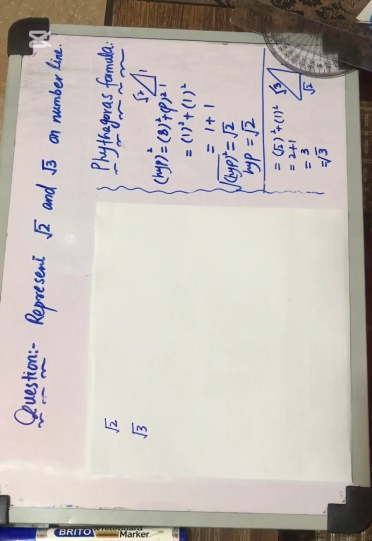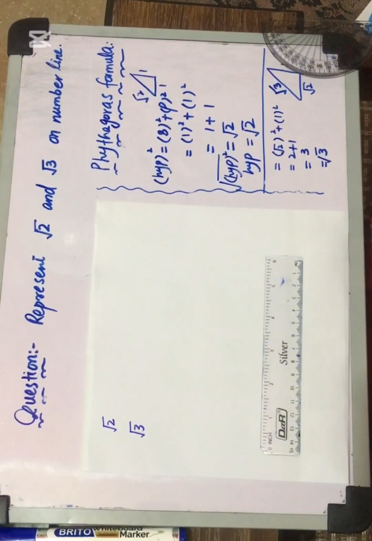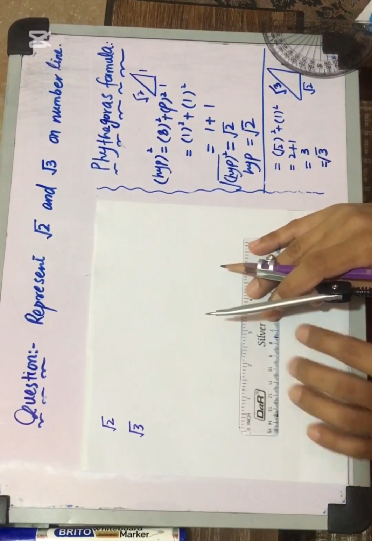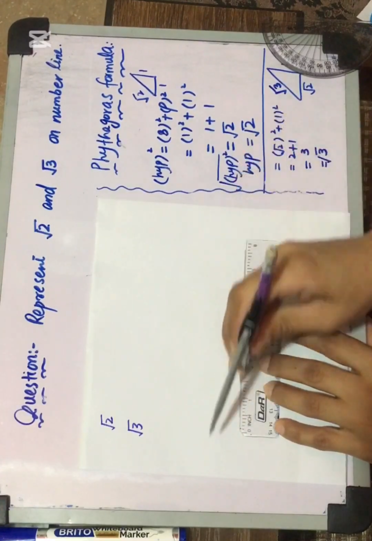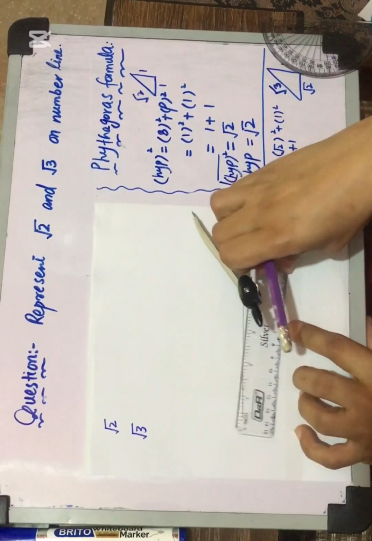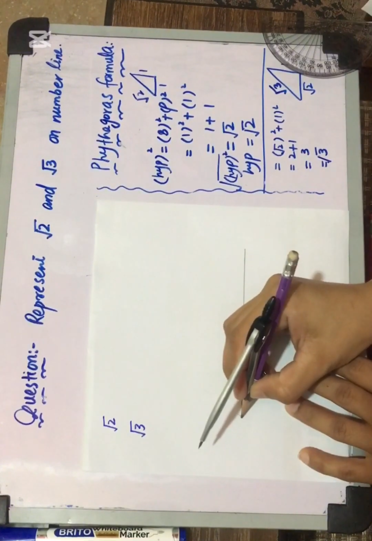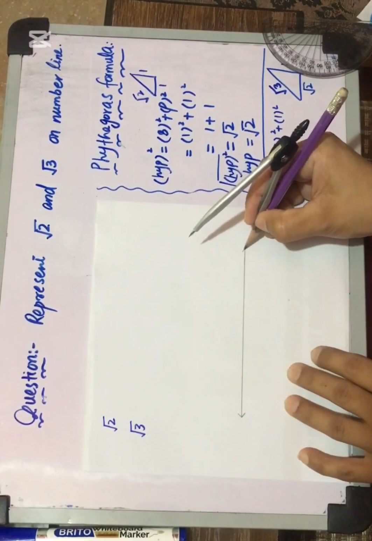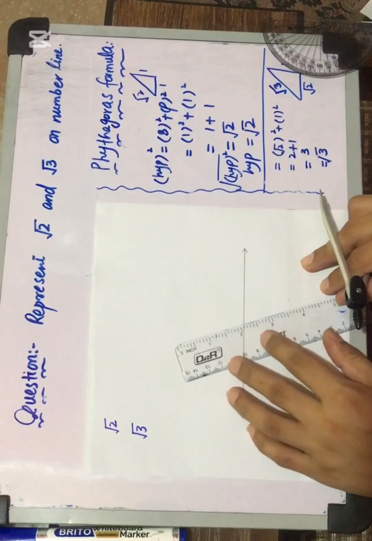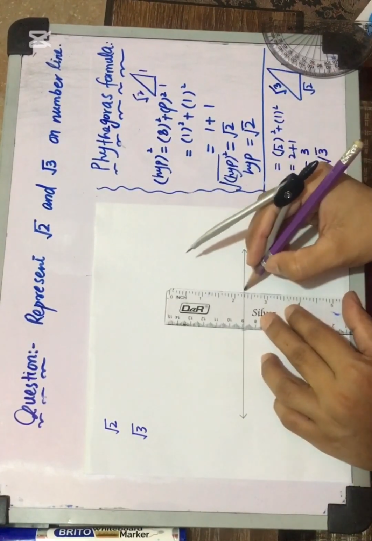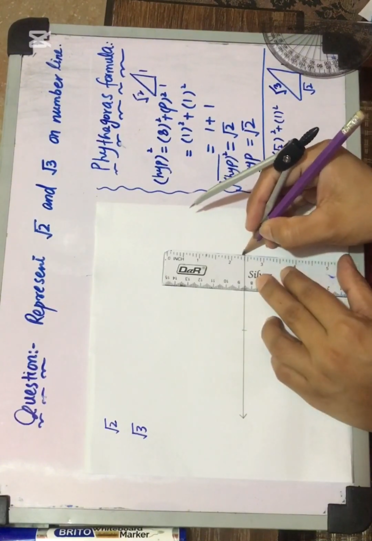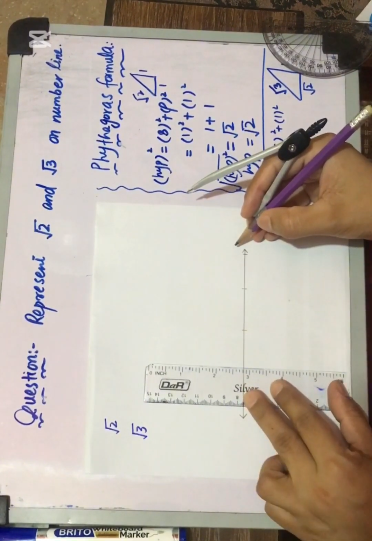For representation of square root 2 and square root 3 on a number line, you must have a scale, protractor, and a compass. So I'm going to draw here a line of any centimeter, meaning I have to take any arbitrary line here. Now I will divide it into parts. First of all, at the middle of the number line we must have a 0. On the right side we have positive numbers 1 and 2 and so on. I am taking here only 1 and 2.